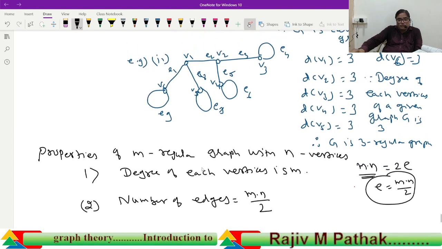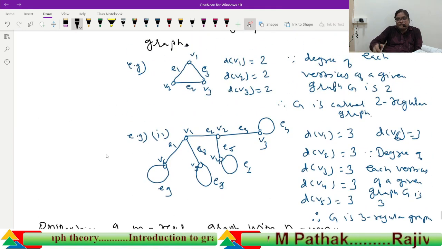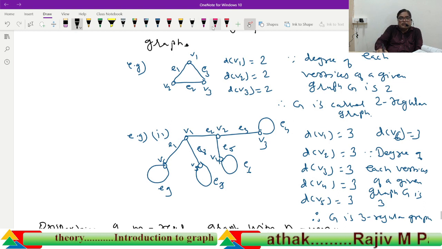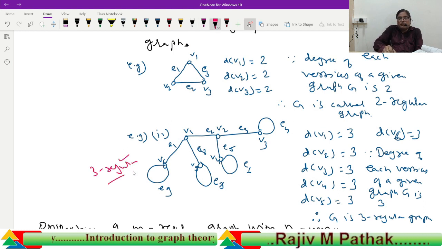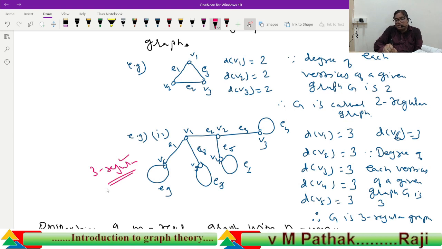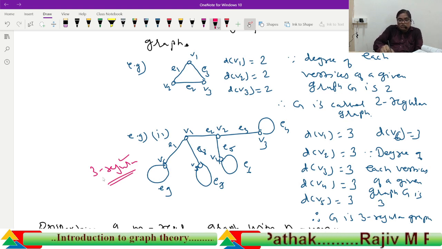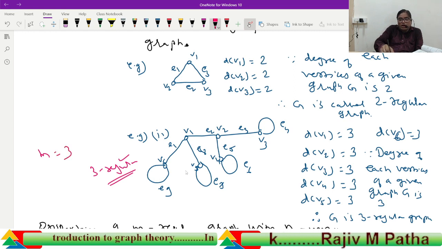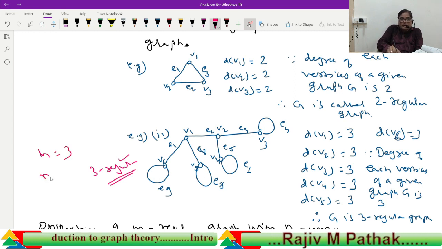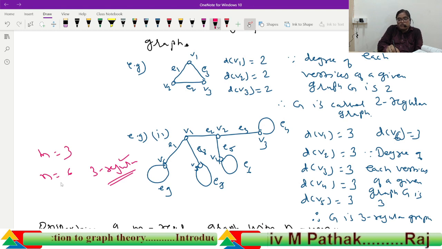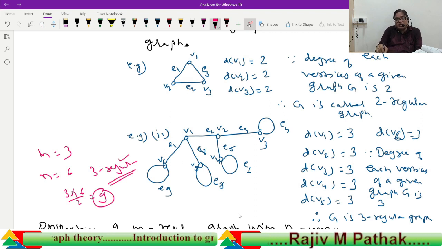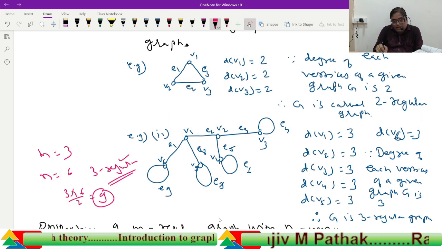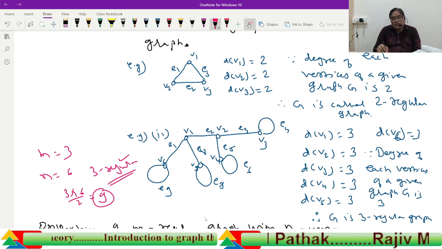You can check here. You can easily check. What is this? This is a 3 regular graph. So how many edges will it have? How many vertices are there? Here m is 3, a 3 regular graph. How many vertices are there? There are 6, so n is equal to 6. So what is the number of edges? 3 into 6 by 2. So there should be a total of 9 edges in it. You can count, you will find 9 edges here. Is it clear? You can immediately count 9 edges.